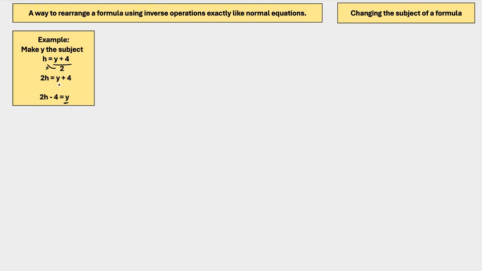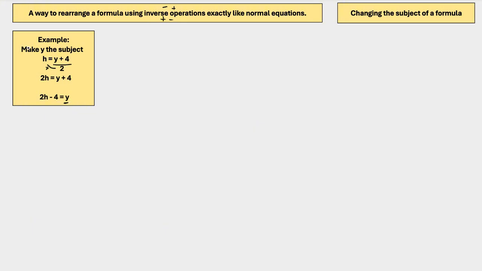I only want the y, so we need to get rid of this 4. So what we do is exactly like normal equations. That's a plus 4. We're going to use our inverse operations, which if it's a minus, it's a plus. If it's a plus, it's a minus. So we're going to move that all the way over to here, and that becomes 2h subtract 4 equals y. That wasn't that hard, was it? It looks crazy, but it's not.